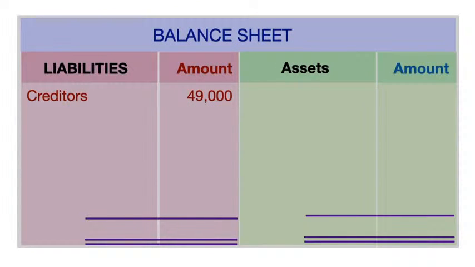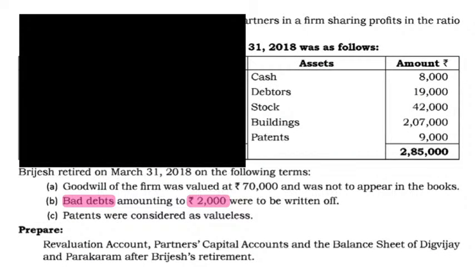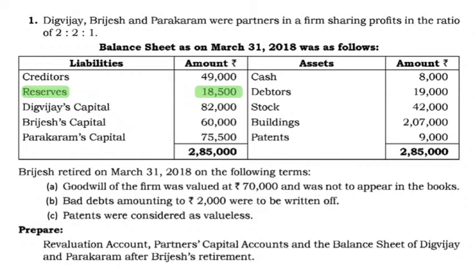Okay. Now from the balance sheet, 49,000 was the creditors amount. Once again, let me try to get the sum up parallelly so you can see it. See, the creditors amount is 49,000. Now, these partners' reserves we've already taken care of in the partners' capital accounts, so this amount will not reflect in the balance sheet. The Digvijay's capital, we will not take from here because we will take the new capital amounts from the partners' capital account.